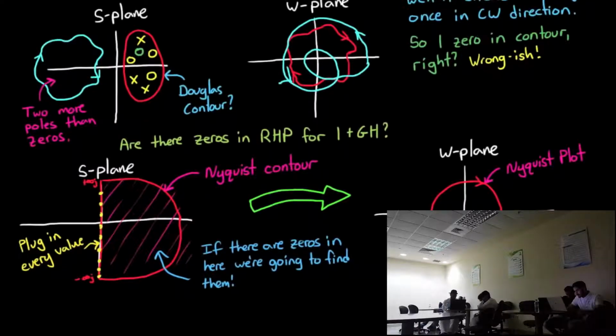So now if we take 1 plus GH, and use this function to map the Nyquist contour in the S-plane into a Nyquist plot in the W-plane, we can instantly see how many times the origin is circled and in which direction. From there, we can determine how many more poles or zeros lie within the contour.